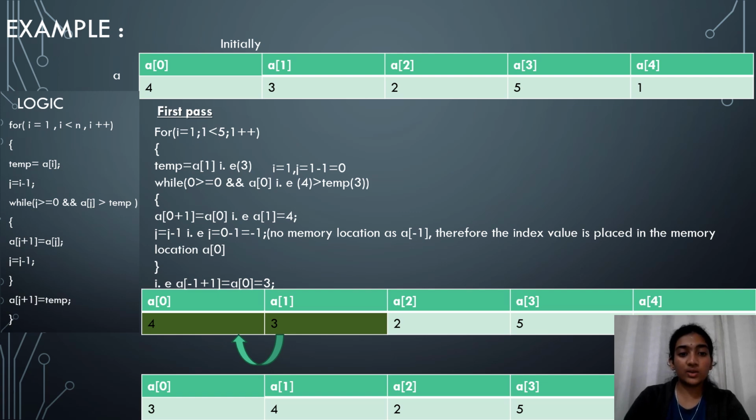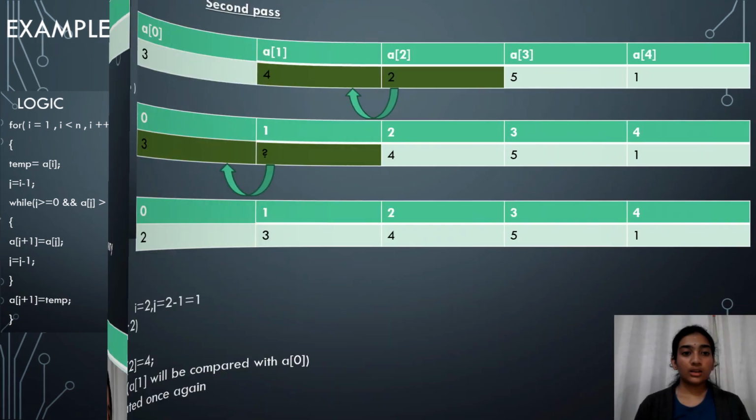And then the j value is decremented, that is j equals j minus 1, which is 0 minus 1 equals minus 1. Since there is no memory location A of minus 1, the index value is placed in the memory location A of 0. That is, it will come out of the while loop and 3 will be stored in A of 0, as we can see in the second and third table. The third table is the final sorted result in the first pass.